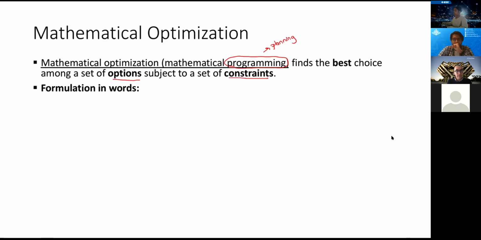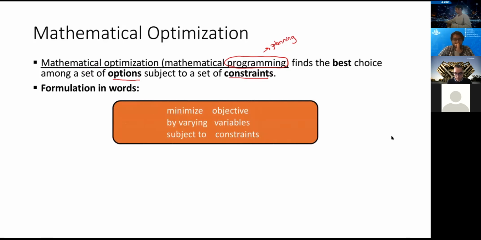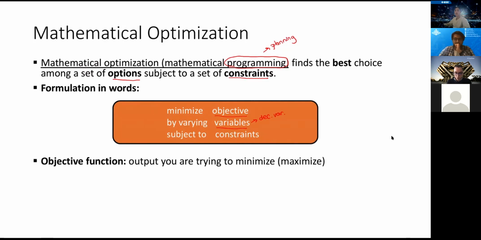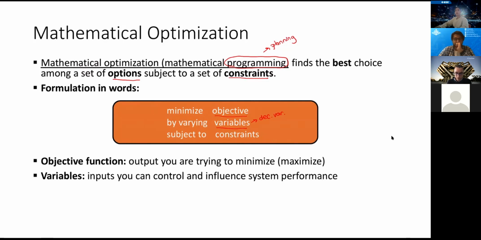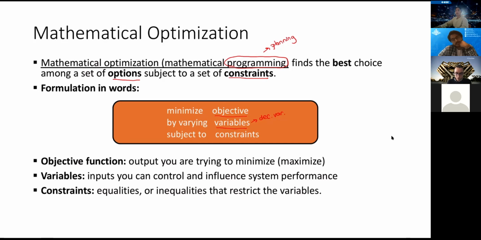So when we try to formulate this in words, to put it in the simplest way you can think of, we try to minimize our objective, we have an objective function, by varying variables, which you can also call decision variables, subject to some constraints. Our objective function is the output we are trying to minimize or maximize. Variables or decision variables are the inputs that we can control and influence system performance, meaning that changing these values will eventually change the objective function. We also have our constraints. These constraints can be equality or inequality that limit the variable values.